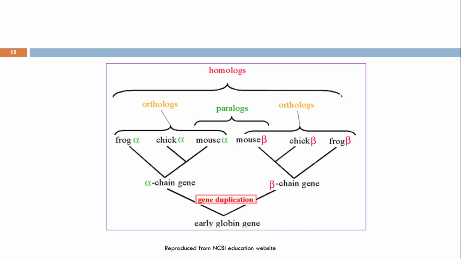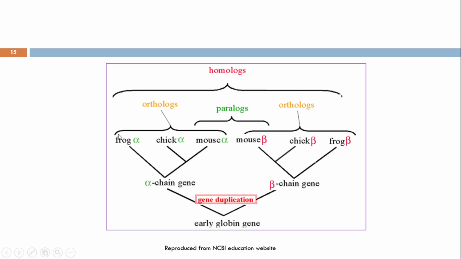Alright. So here you can see one more example, of homologous and orthologous. Under homologous, two things are there, orthologous and paralogous. Suppose one early globin gene was there, and gene duplication takes place. So we get the alpha chain gene and the beta chain gene, right? So these two are known as what? Paralogous, because gene duplication takes place.